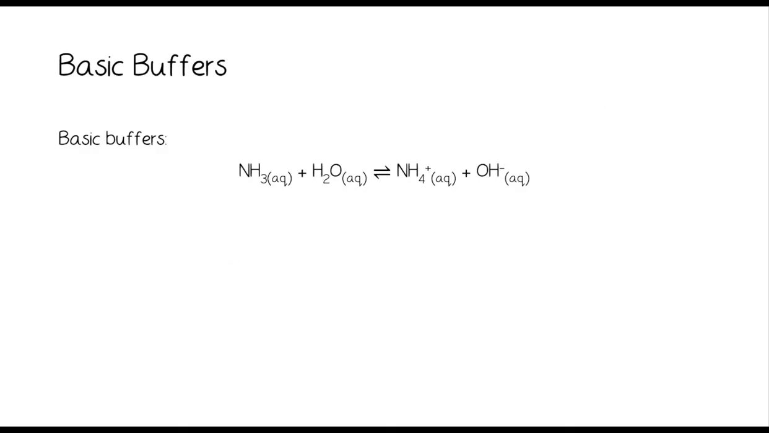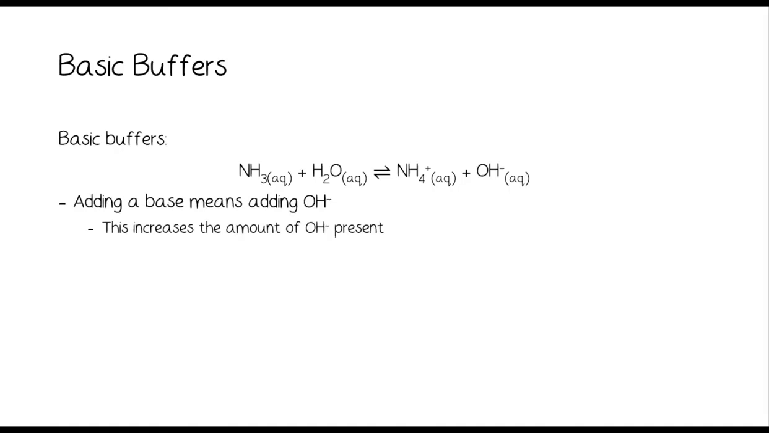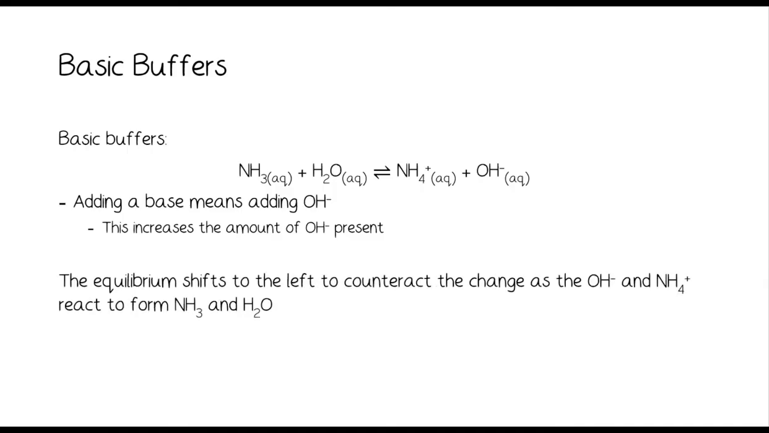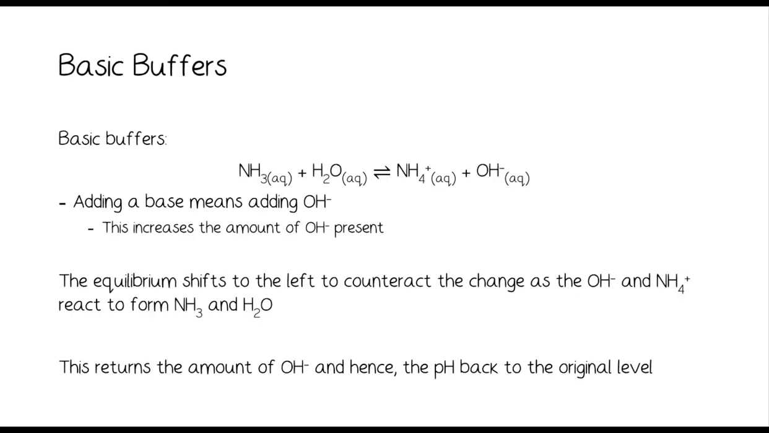With this same equilibrium, let's talk about adding a base then. So if you add a base, you're adding more OH-. This increases the amount of OH- present. So the equilibrium shifts to the left to counteract this change as the OH- and NH4 react to give you NH3 and H2O. So it returns the OH- back to normal and hence the pH. So again, our very high budget animation here of adding more OH-, the equilibrium shifts to the left and the NH4 and OH- combine, and it reduces the OH- back to normal.